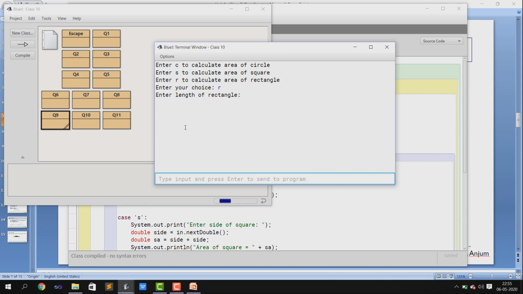Okay. Now enter the length of rectangle, that is 20. Enter the breadth, that is your 10. Okay, and the area is what? 200.0, because we are going to store the result in a double data type, and the formula is length into breadth, so 20 multiplied by 10 gives you 200. I think that is clear. Yes.